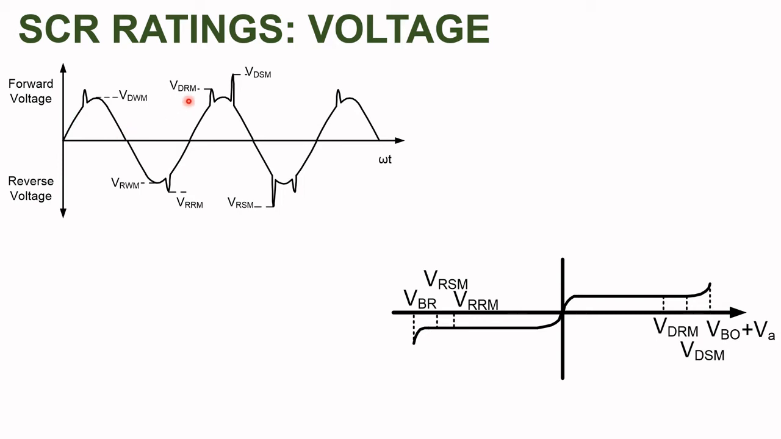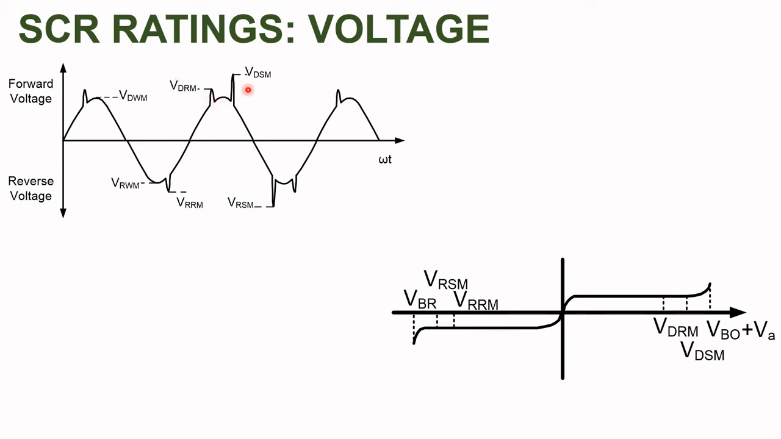Then we have seen VDRM, that is forward biased condition, repetitive value and peak value. So it is the transient voltage that is appearing across the SCR repetitively when SCR is under the forward biased condition. So these peaks, they are repeating itself at the same location. So these values can be said as VDRM.